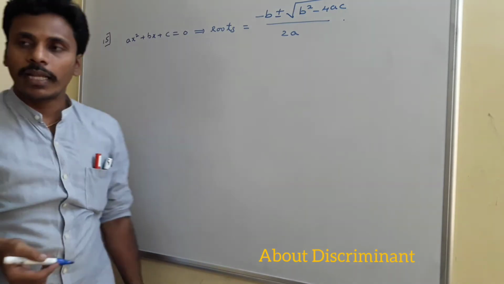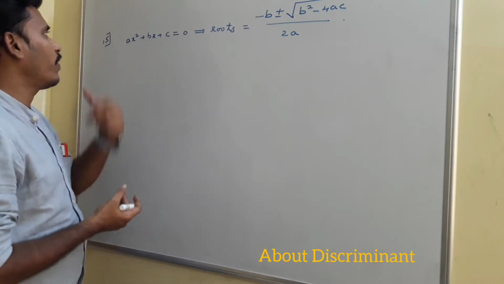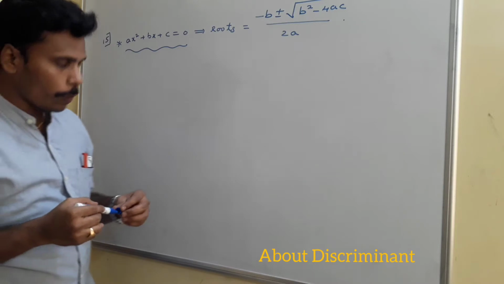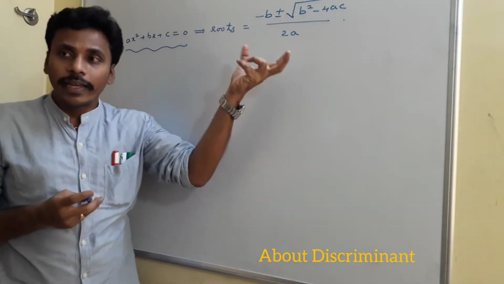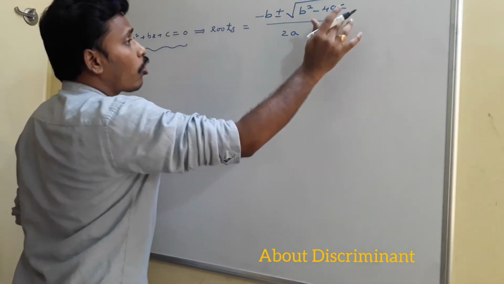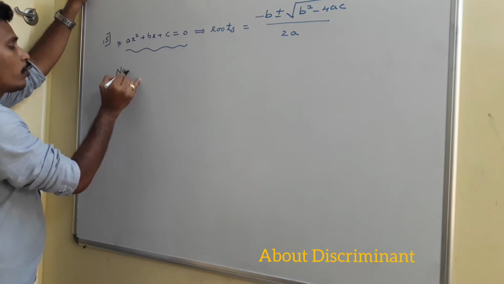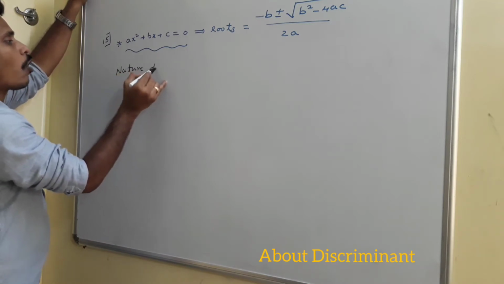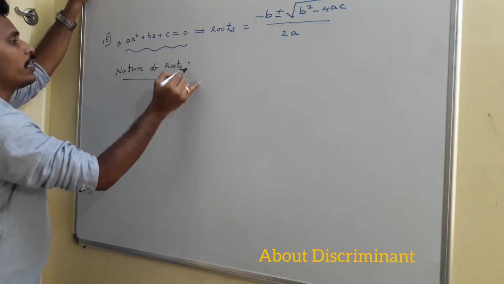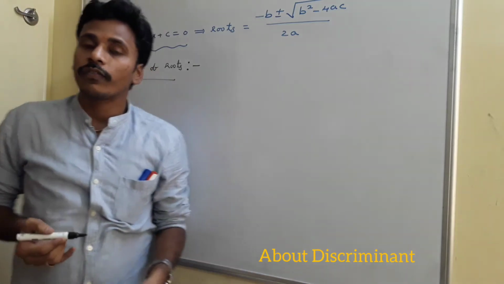Minus b plus or minus square root of b square minus 4ac by 2a are the roots for the given equation, which is ax square plus bx plus c is equals to 0. Now, using this formula, we are going to decide the nature of the roots. Nature of roots means how the roots are there, in which number system the roots are located. That's what we are going to find.